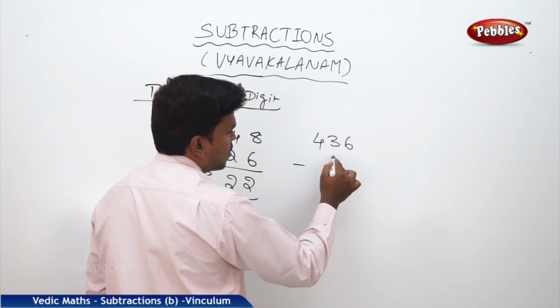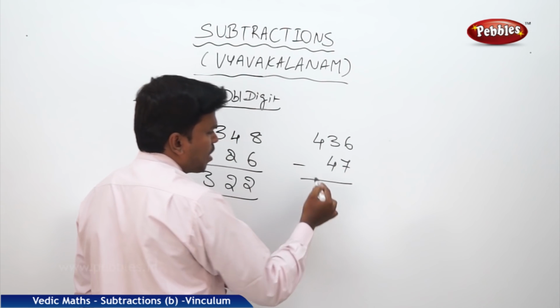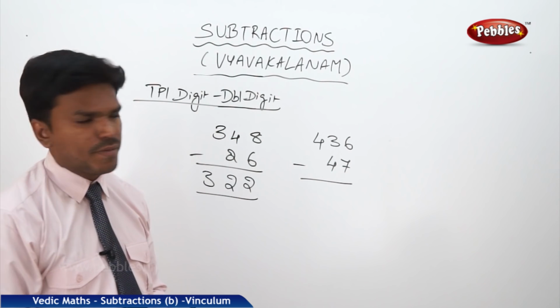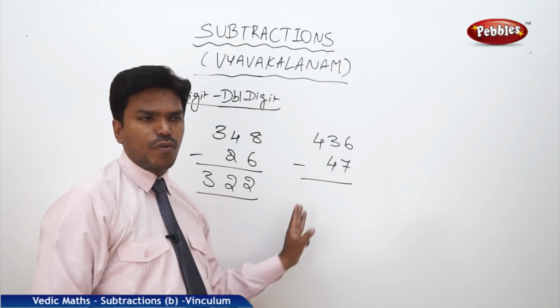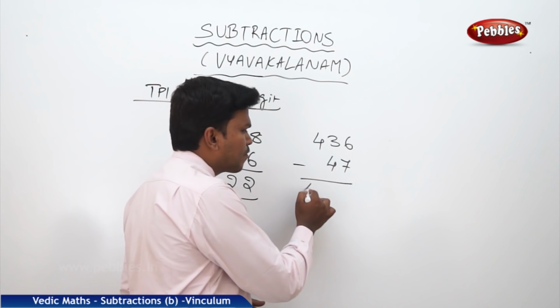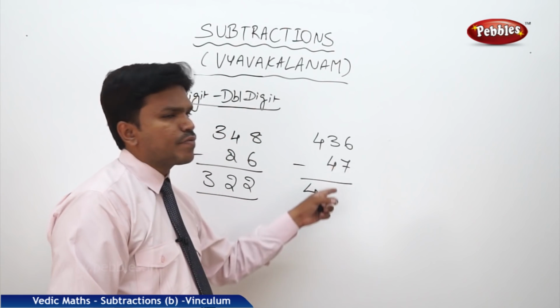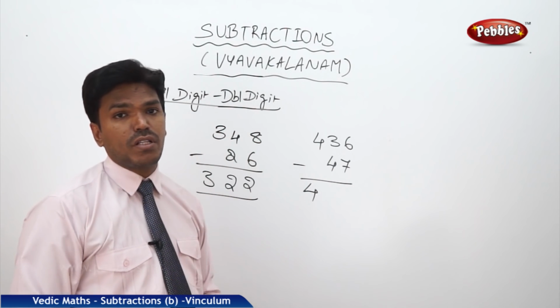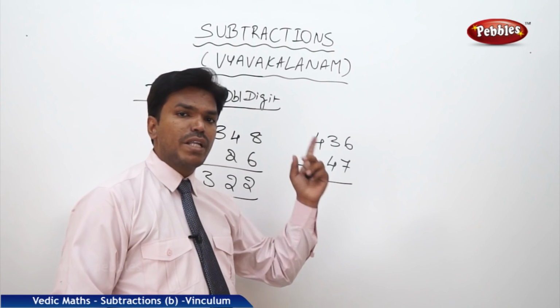436 minus 47. I want to subtract 436 minus 47. Start from left to right, drop 4 as it is. Why? Because there is no digit below 4, that's why I am dropping simply 4 as it is. Now 3 minus 4, is it possible? No, it is not possible. So go reverse.